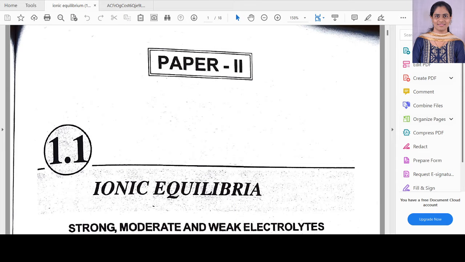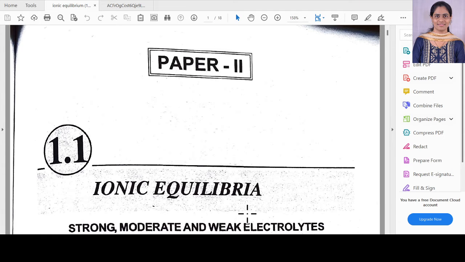So I hope you will prepare the solid state chemistry topic very carefully. And then we will now quickly revise subunit number 1, which is ionic equilibria.